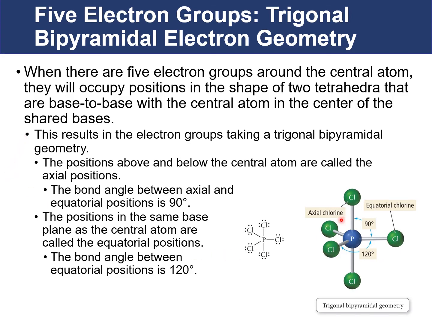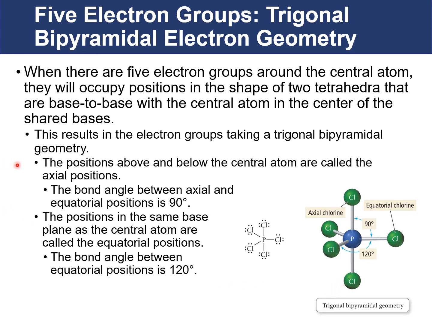The reason for this name is that the base of each pyramid, so the pyramid is your tetrahedron, so up, down, this would be one pyramid, the base of it forms a triangle. So it is trigonal bipyramidal because there's a pyramid on the top and a pyramid on the bottom.